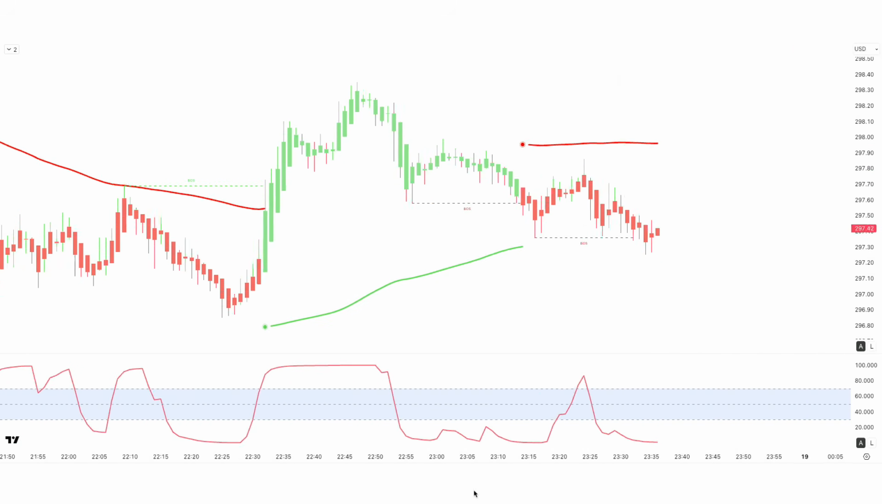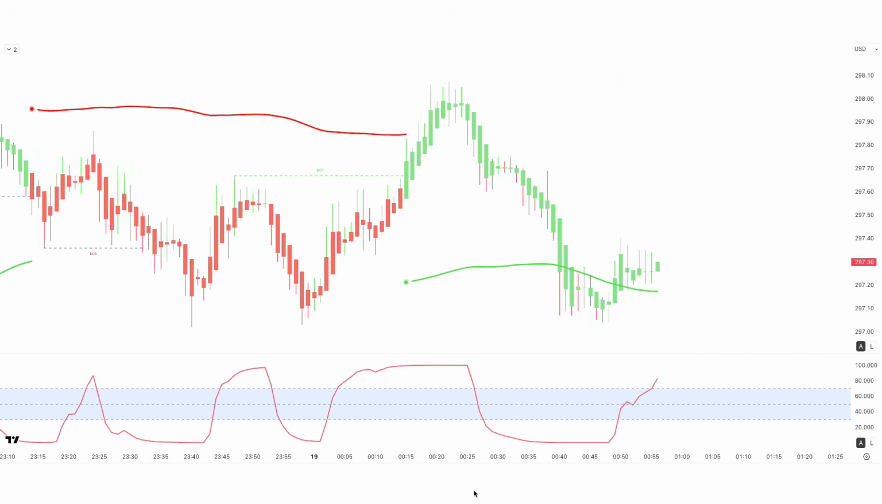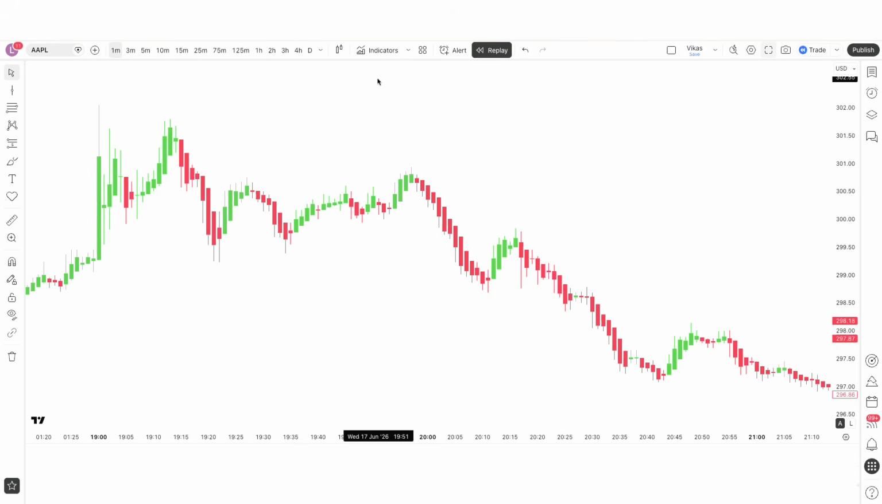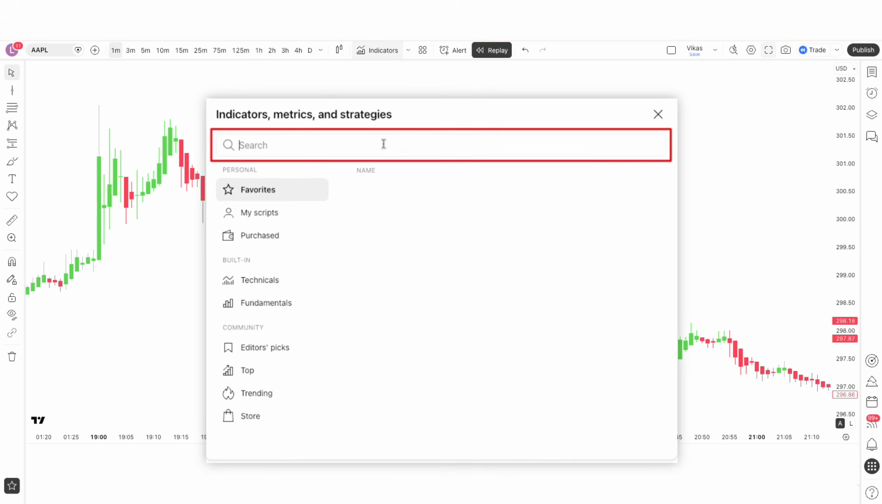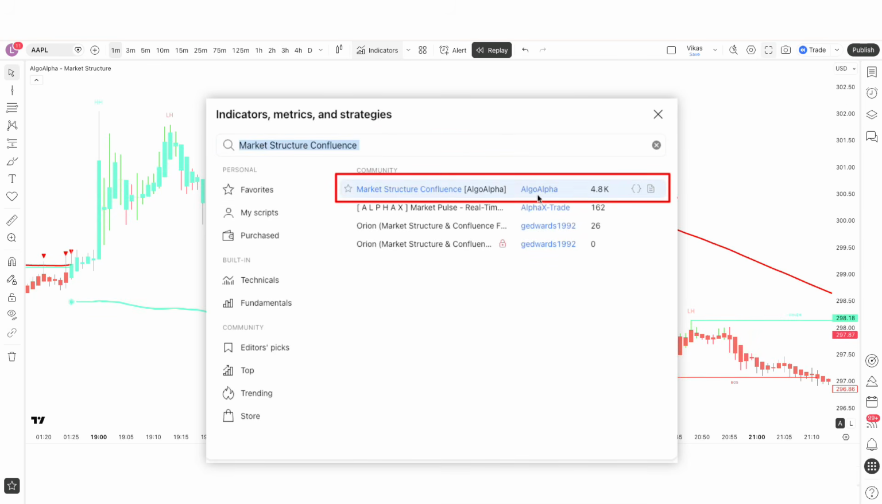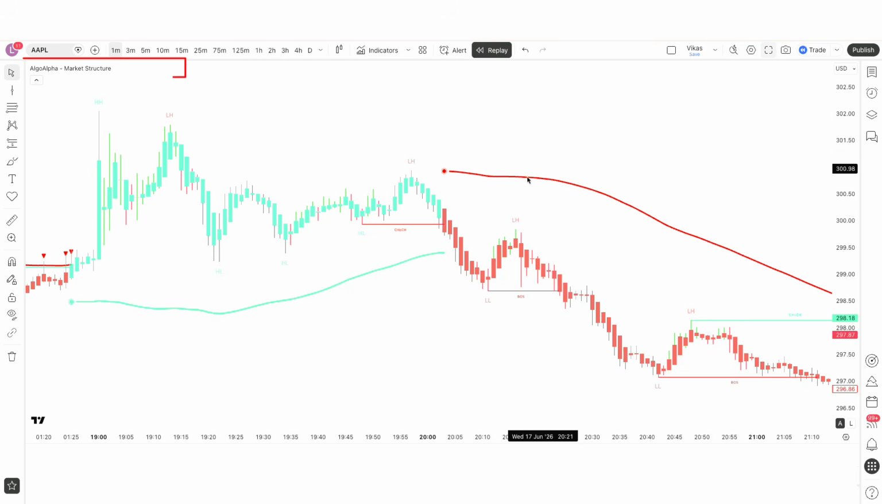Now we tell you how we want to trade. Let's start the video. We open the Apple 1-minute chart. And don't sweat the time frame either. Next, you'll want to find those magic indicators. Head over to the Indicators tab and search for the Market Structure Confluence. Select the indicator made by Algo Alpha and add it to the chart.